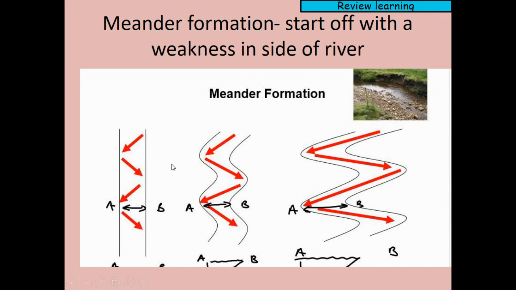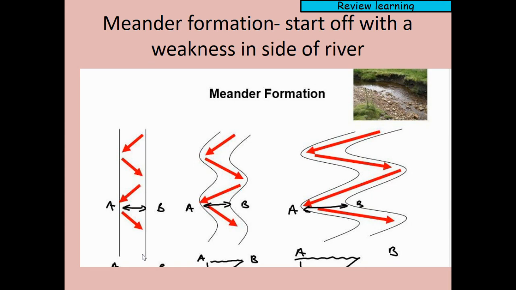Okay, you can see that in this diagram here. Now, remember I spoke about a weakness in the side of the river. And I know the video that we watched showed that it was animals burrowing, but please don't dwell on that. Just say a weakness in the side of the river. I don't care about the rabbits that are burrowing to provide a safe place for their babies. Just say it's a weakness. It could be a tree root, it could be anything.